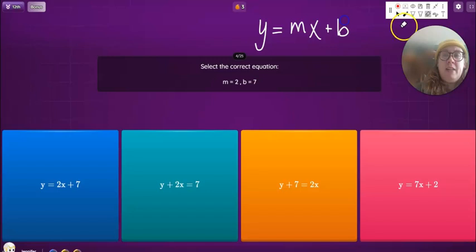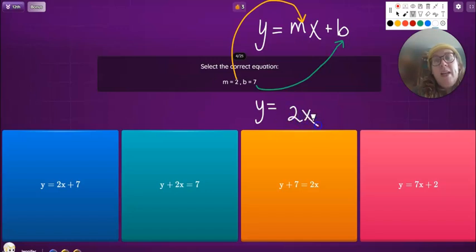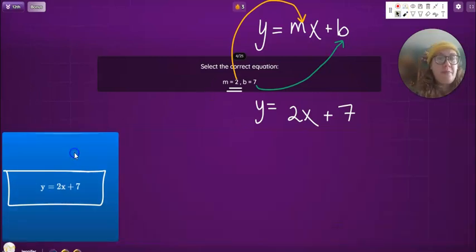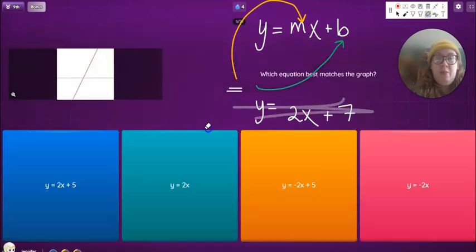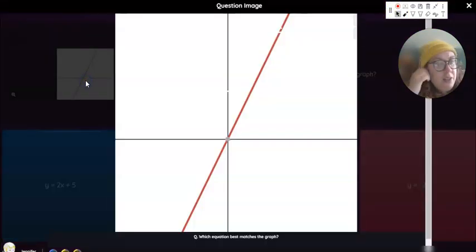So this says to find the correct equation, given that your m is 2. So we're taking 2 and plugging it in for m. And our b is 7. So we have y equals 2x, because 2 is our m, plus 7, because that's our y-intercept. So we see that over here to the left, y equals 2x plus 7.